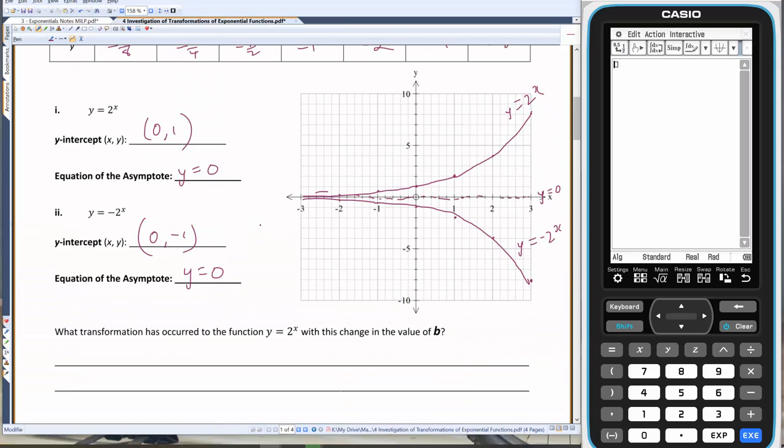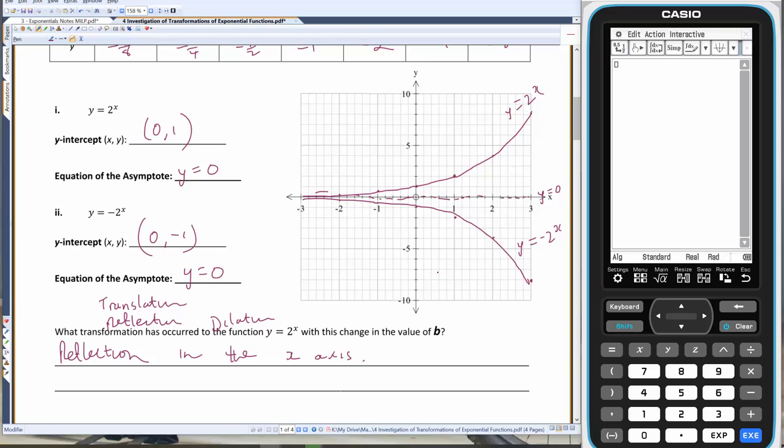Okay, so what we're going to say is this is a transformation. It's actually a reflection. With transformations, there are 3 types: a translation, a reflection, and a dilation. So this one here is a reflection in the x-axis. Here's the x-axis, and the function 2 to the x gets reflected in the x-axis. And so this is a reflection in the x-axis.